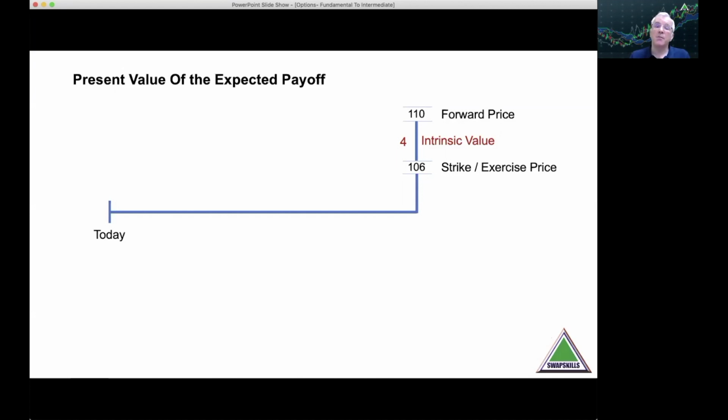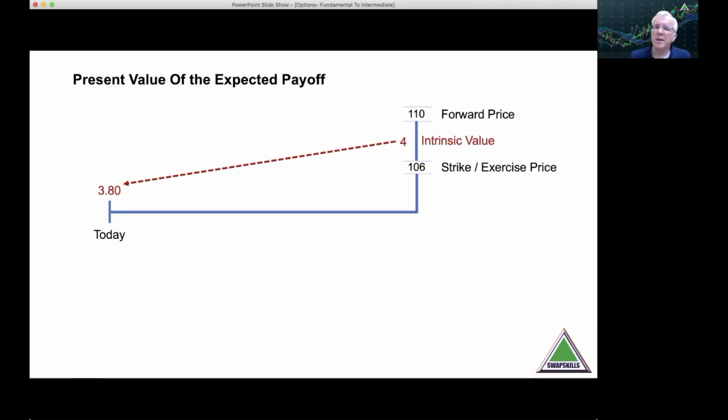Now this isn't going to happen for another 6 months. So I'm going to pay you $4 in 6 months' time. What we'll do is we'll discount it back to today, back to a present value. Now, just to make the numbers easier and more demonstrative, even though interest rates are stupidly low, I just discounted at a rate of 5%. What that means is that $4 in 6 months' time, or say a year's time, is worth $3.80 today. So that is the present value of the expected payoff.